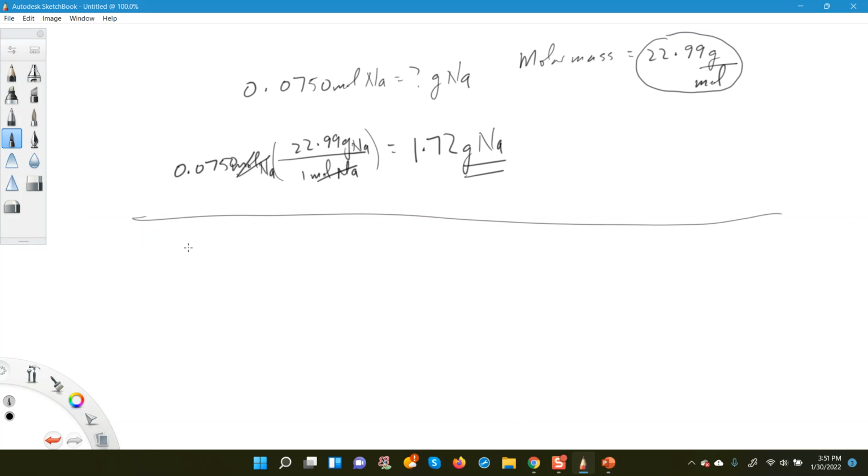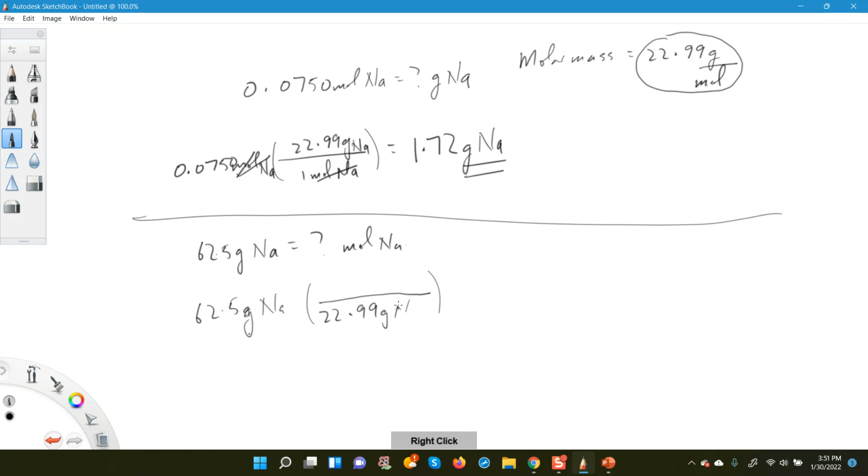In this case, you're given 62.5 grams of sodium, and you're asked to calculate the equivalent amount of moles of sodium, all right? Again, we start off with what we're given. And then I'm going to multiply this by a conversion factor, which again represents this. But in this case, because I want the grams of sodium unit to cancel out, I'm going to put 22.99 grams of sodium down here, and 1 mole of the same above. And I would work that out.